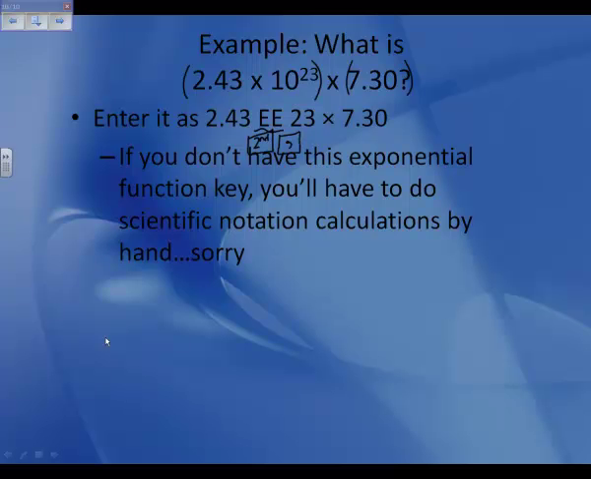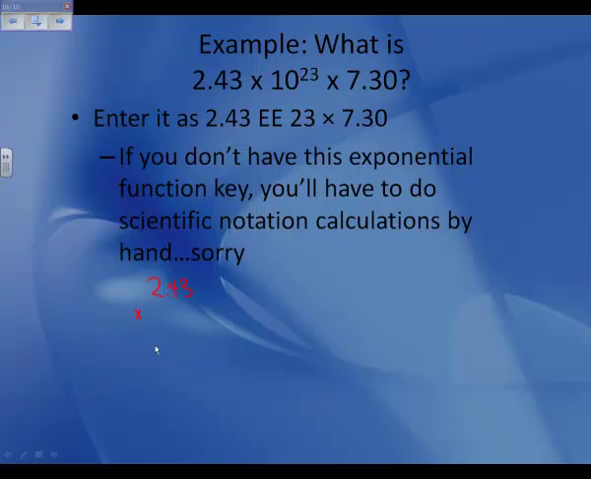Should we do one the old-fashioned way? 2.43 times 7.30 and then move the decimals and add it to it? Yeah, so when we're doing this by hand, here's what you have to do. Take 2.43 times 7.30. Luckily, we've got a calculator to do that first. That's correct. And our answer is 17.739.